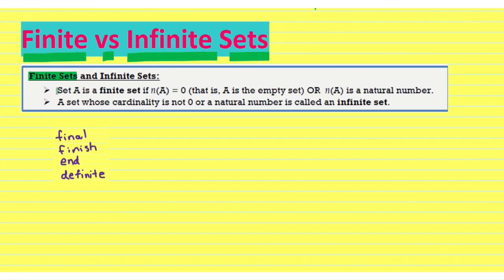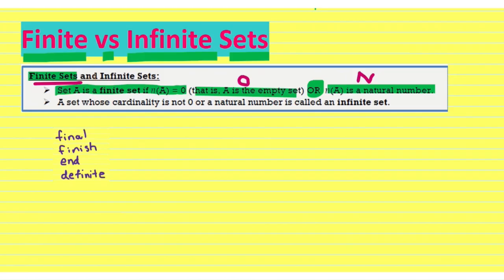A finite set is set A is a finite set if the cardinality of set A is equal to 0. That is, A is the empty set, or the cardinality of set A is a natural number. So they are telling us that for a finite set, we're either going to have a cardinality of 0, which means it has 0 elements, or we're going to have a cardinality that is some natural number, which means it's going to be a counting number. It will start with number 1, but it will definitely be in the natural number category.